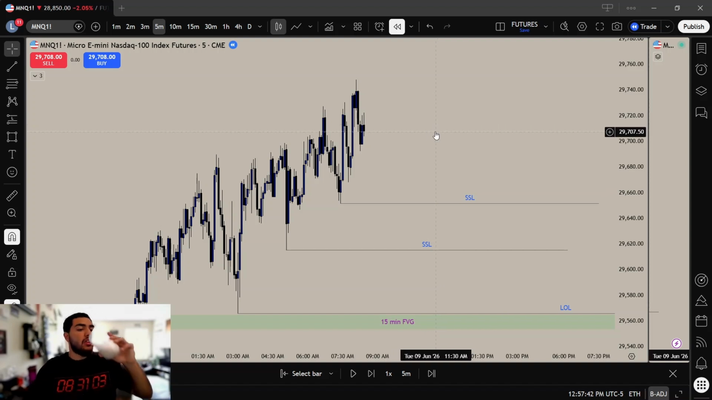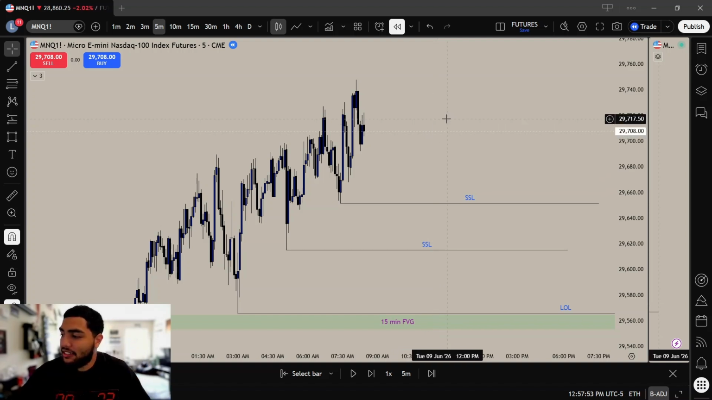Guys, this is my breakfast. Banana, creatine, protein powder, and milk. That's pretty much it.